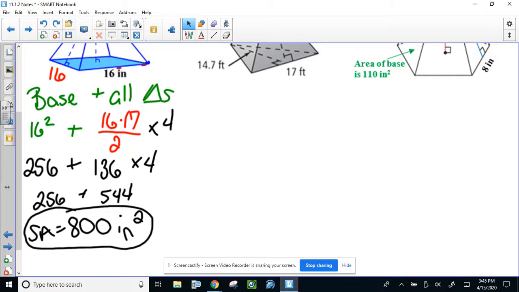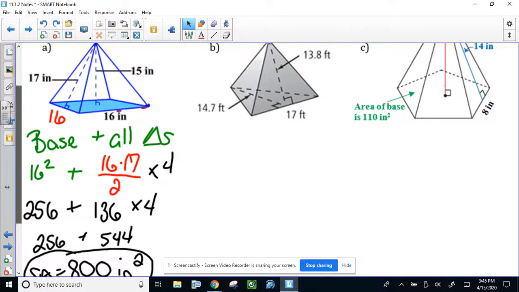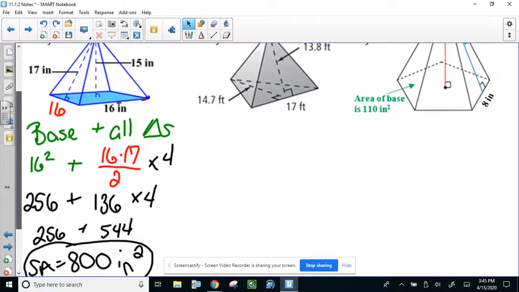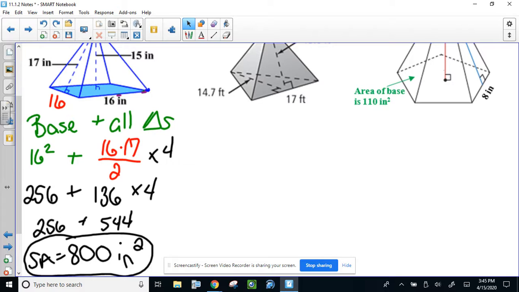Okay. So that's kind of our method. We got to find our basic formula. And then we're going to find a way, if we could have the shortcut like we have from our other prisms, to come up with a method.